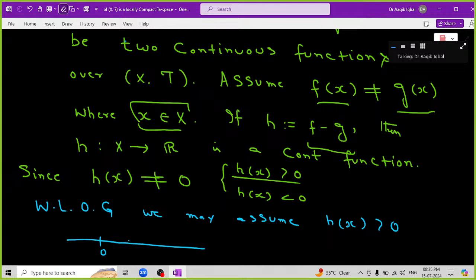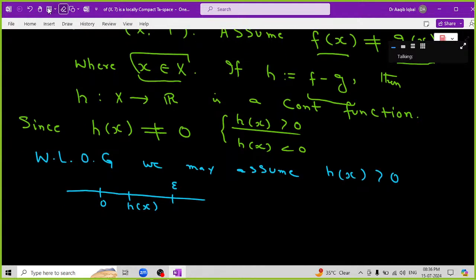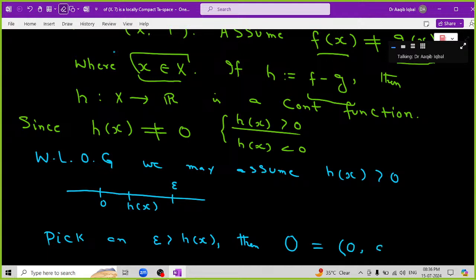So it will be like this. Suppose this is 0 and h(x) is to the right of it. Now after this, you pick an epsilon greater than h(x). Pick any number greater than h(x). hx is positive, and then you pick an epsilon. Then let O equal the open interval. O is going to be an open interval whose left endpoint will be 0 and right endpoint will be epsilon. Then O equals (0, epsilon). This, being an open interval, is clearly open and it contains h of x.